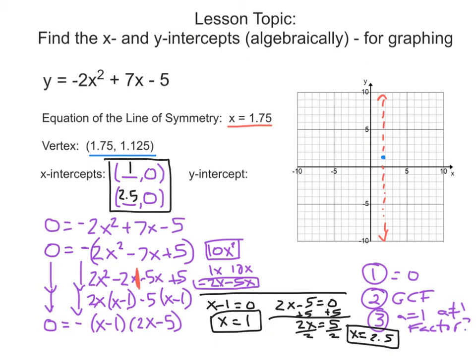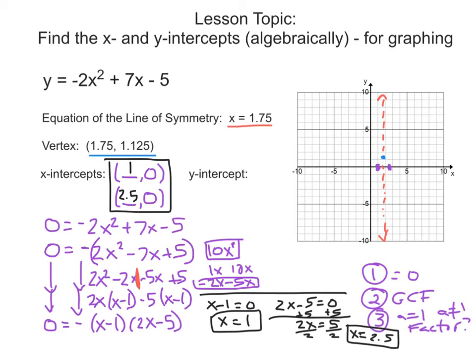So we have done quite a bit of work there in order to find our x-intercepts. So let's go ahead and put those on our graph. 1, 0 is right here. And then 2.5, 0, 2.5 would be right here. So those are our x-intercepts. Now we pretty much know the shape of the parabola at this point. We know from the vertex it's going to curve down very narrow here, both sides.